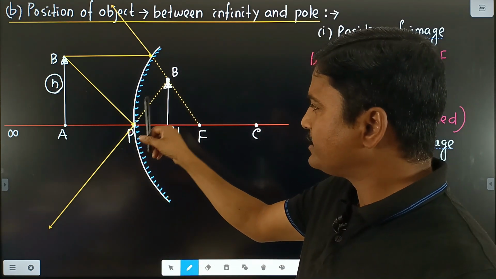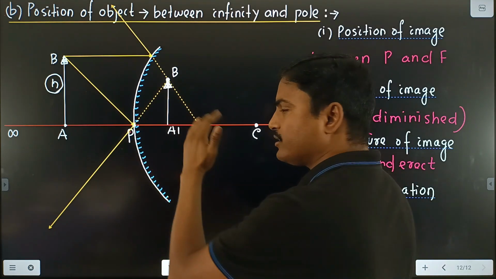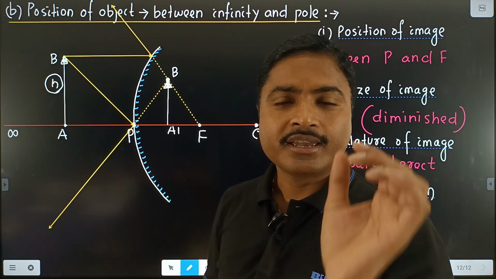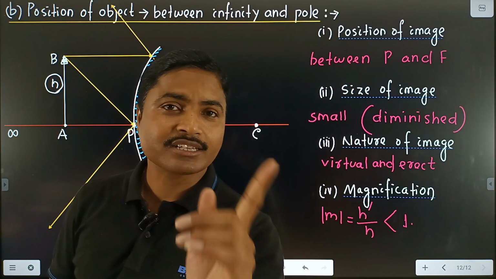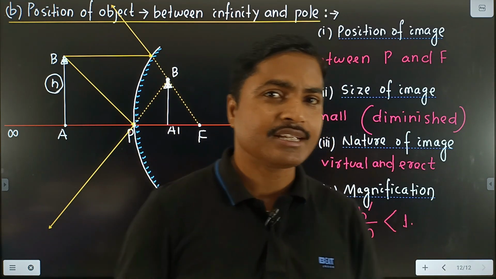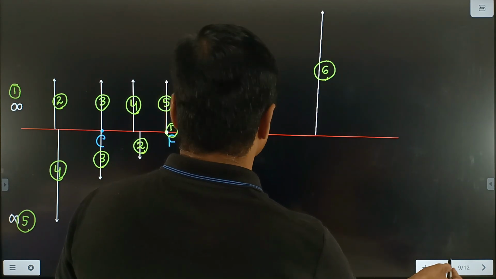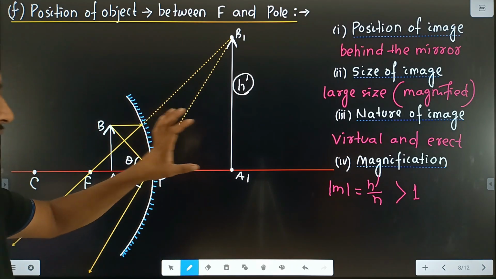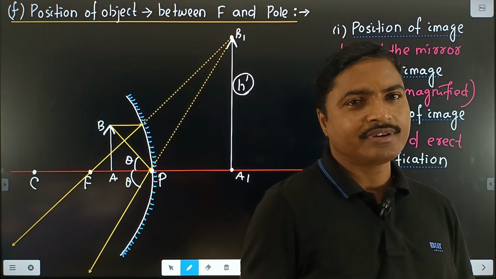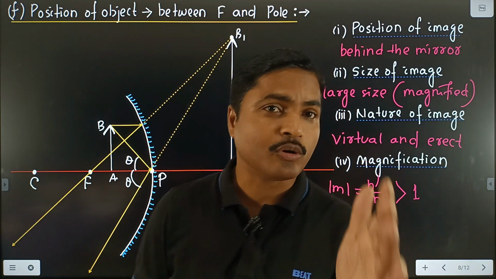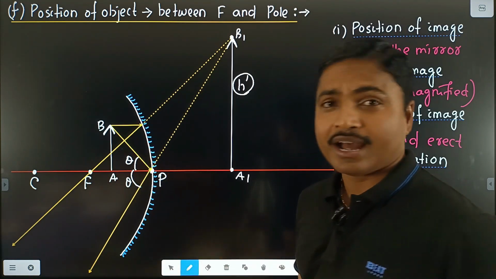And here the image is always formed behind the mirror. Behind the mirror means the image cannot be obtained on the screen in case of a convex mirror. But in case of concave, this one is the case, only in this case a virtual and erect image is formed. That means here also the image cannot be obtained on the screen when the object is situated in between focus and pole.